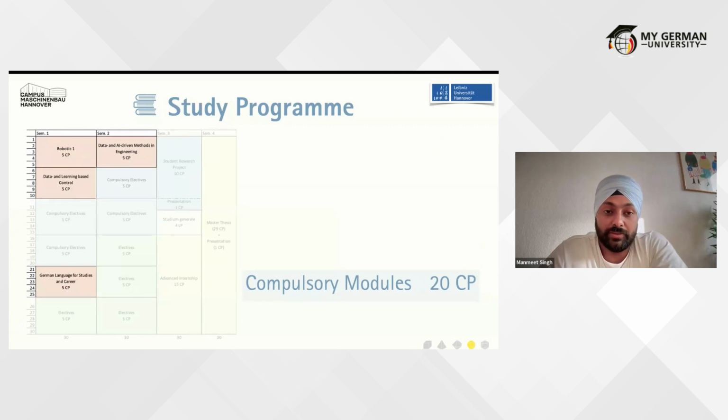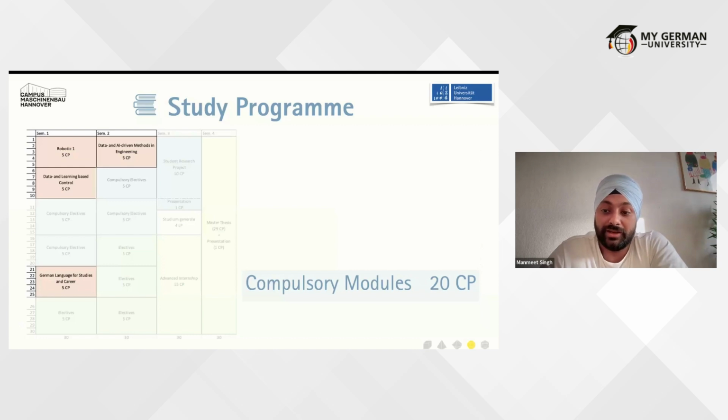So we have 20 credit points of compulsory modules, which are the basics: robotics, then data and AI-driven methods in engineering, and data learning-based control. So they set a base for you to have a good start in a master's.